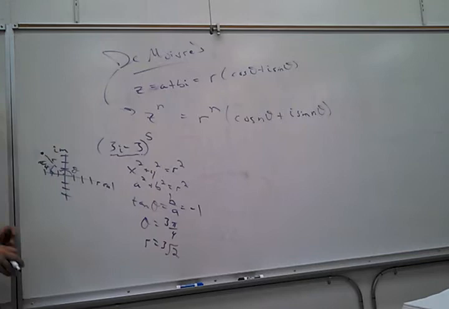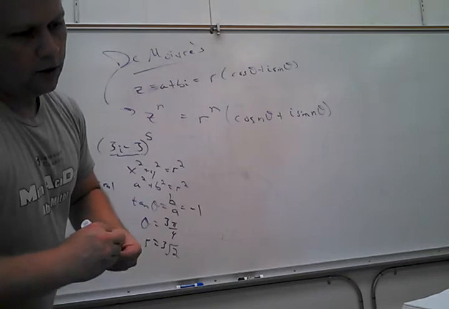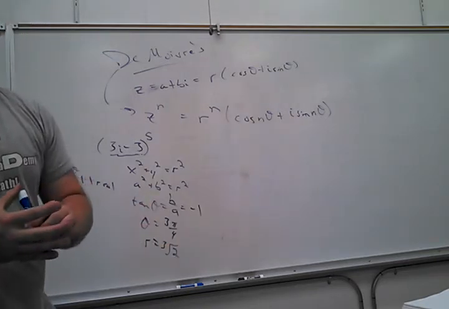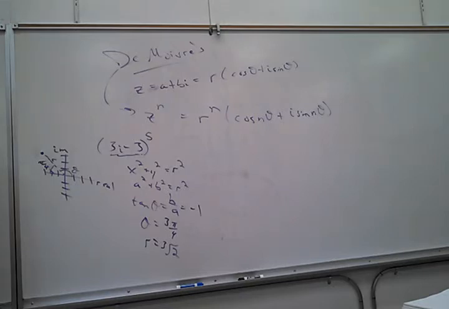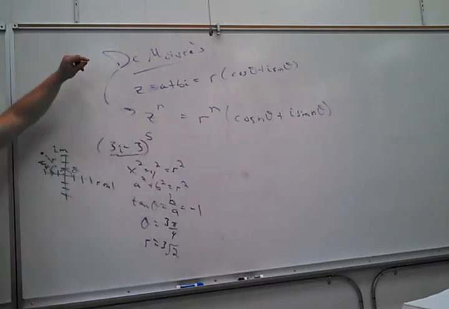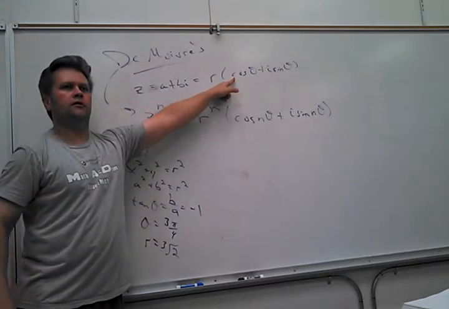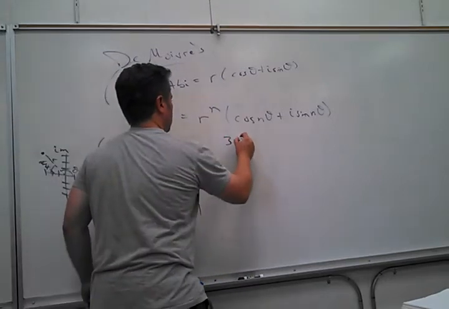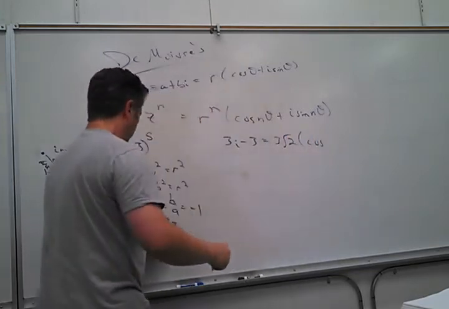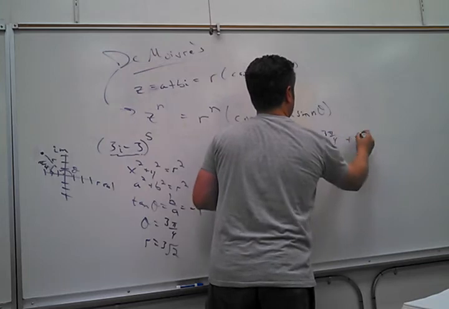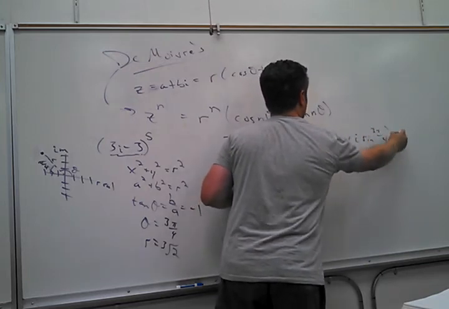Hold on. Are you guys with me so far? That is actually the work you would do directly on number 11. So that's calling for finding r and finding the angle: 3 root 2, and the angle 3 pi over 4. So now I've got this rewritten in this form: 3i minus 3 equals 3 root 2 times cosine of 3 pi over 4 plus i sine of 3 pi over 4.